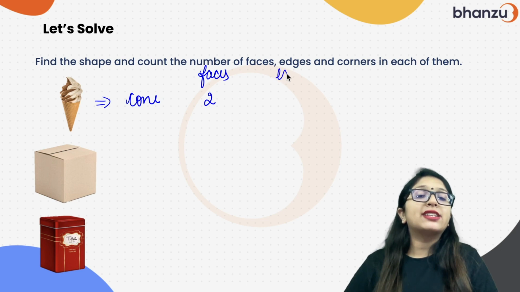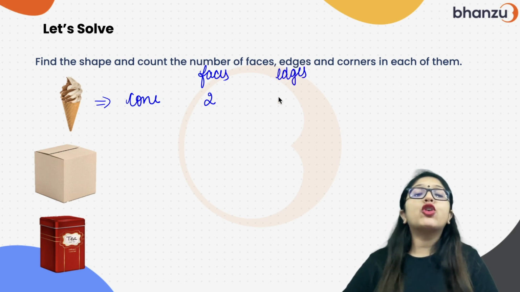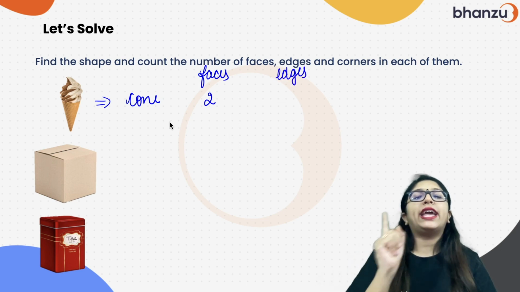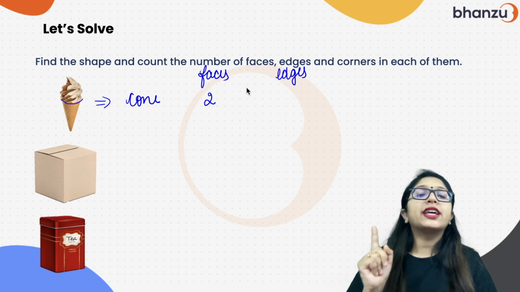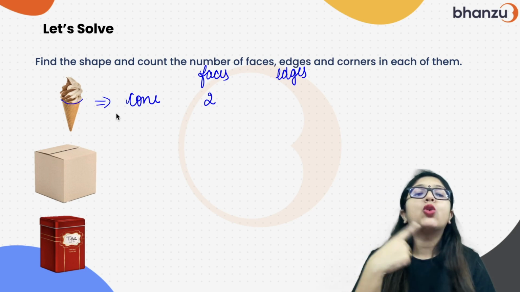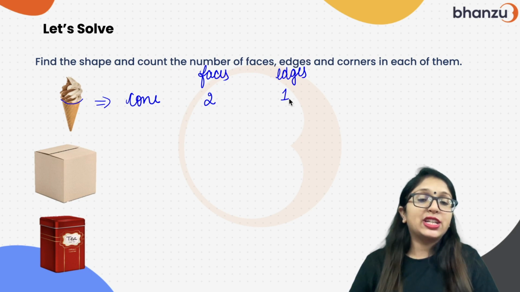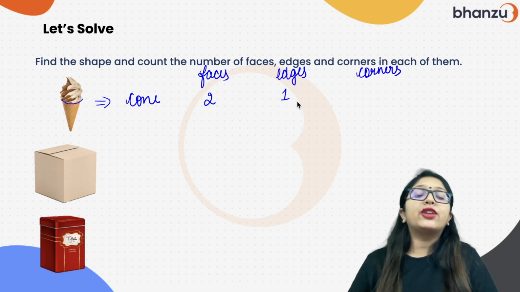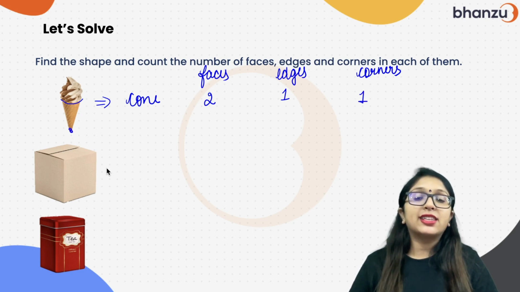Now how many edges does it have? Here we have only two faces and they are meeting at one edge, right? Here. So there is only one edge. This is actually the round one. So this is one edge. And then we will talk about the corners. Now here we have just one corner. Okay, let's answer the next question.